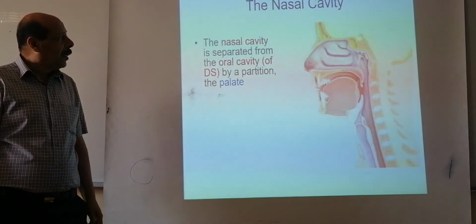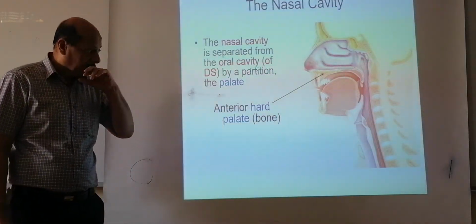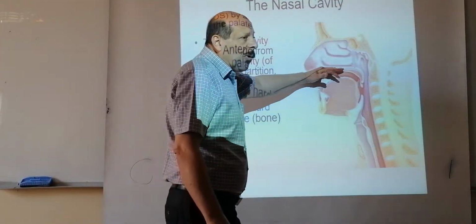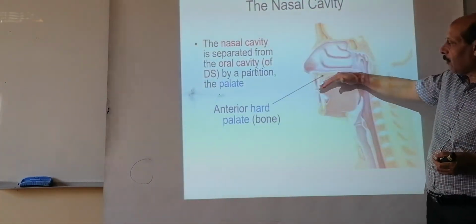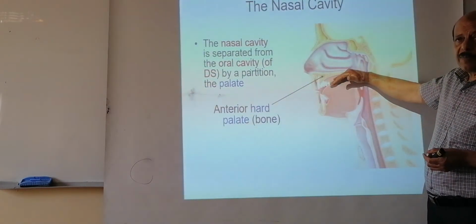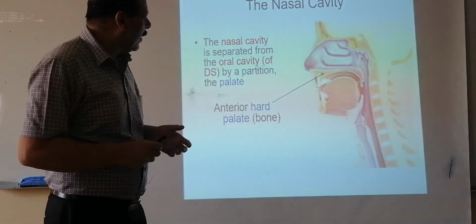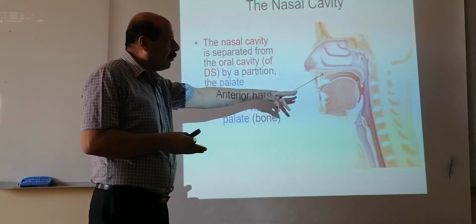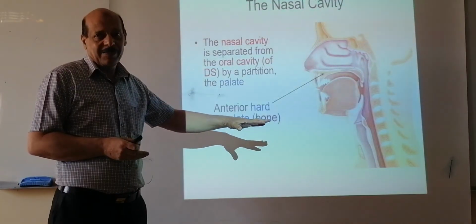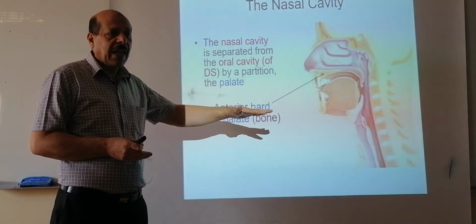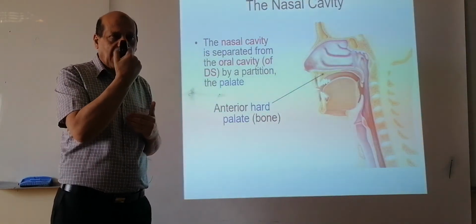So again, this is the nasal cavity. Now we will come to the thing that separates the nasal cavity from the oral cavity. The oral cavity is separated from the nasal cavity by the hard and soft palate, which is coming up between the mouth and the nose.